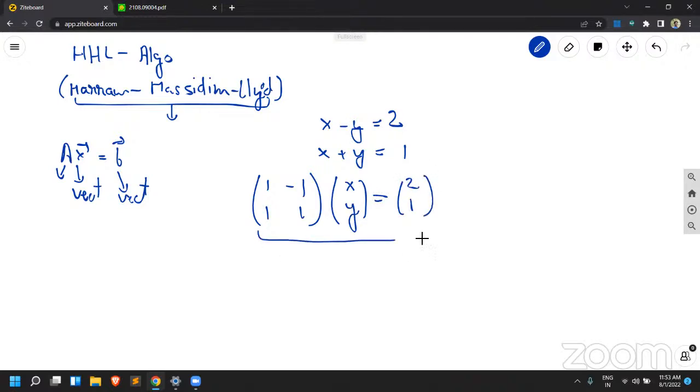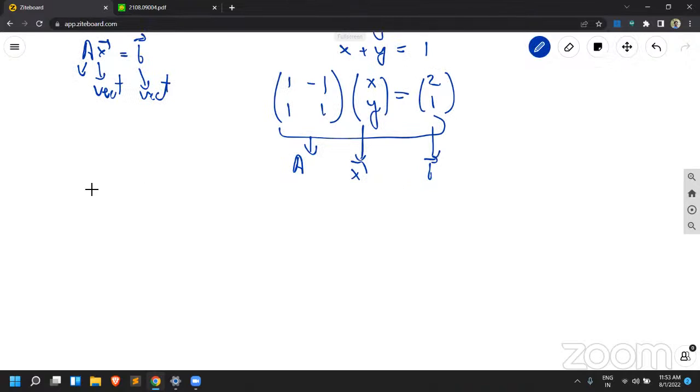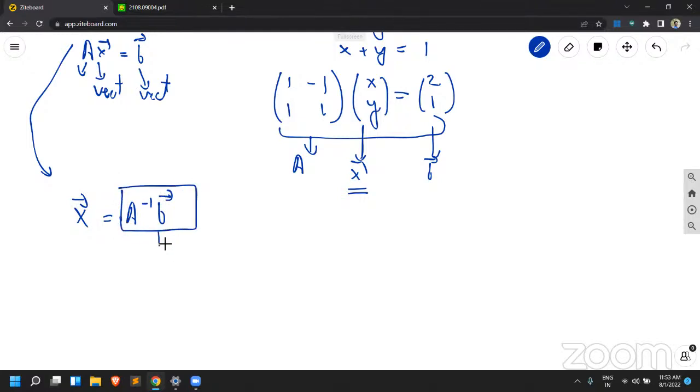So in order to solve this equation, in this case, this is A, this is X vector, and this is our B vector. We need to find the solution, that is our X vector. So we take this equation and take the inverse of A and we get this. So basically what we want to do is have a quantum register which is able to give us this state when we input initial state B. We want to operate this operation and get the final state as X vector in our quantum register.